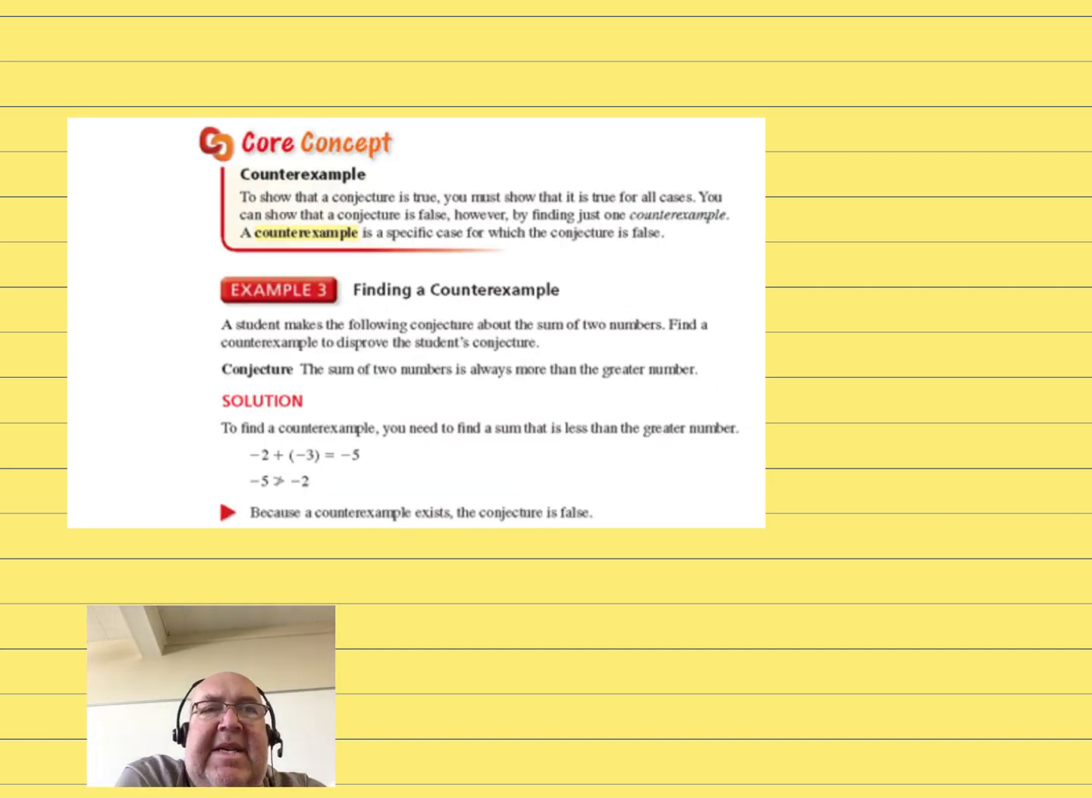A counterexample is something that is going to make a conjecture not true, or false. So someone makes a conjecture that if you add two numbers together, the sum is always greater than the number. Well, if you add two negatives together, then the sum is actually less than the first negative number.